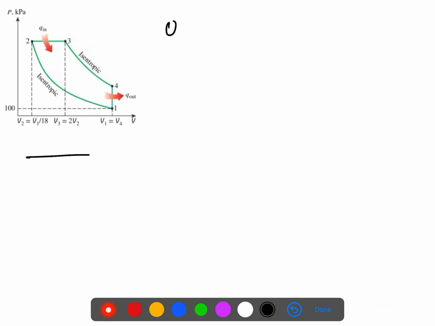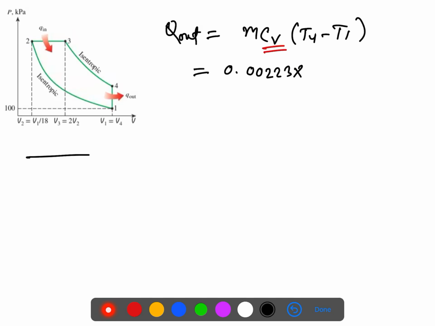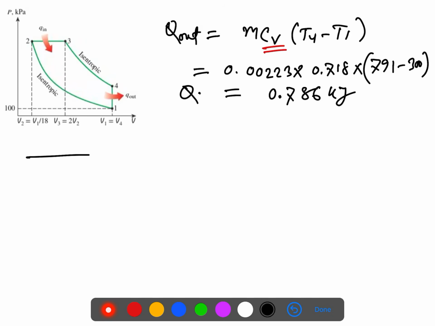Now the heat out formula, we write it down. It is mCv(T4 minus T1). Cv, because it is for constant volume. So mass is 0.000223. Cv is 0.718. T4 we got 791, and T1 is 300. So it will be 0.786 kilojoule, the Q out.